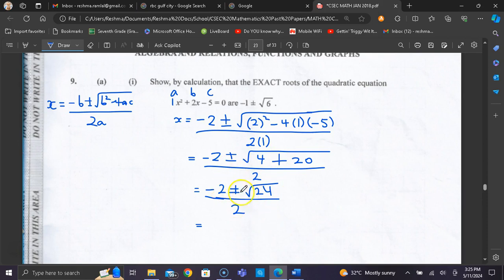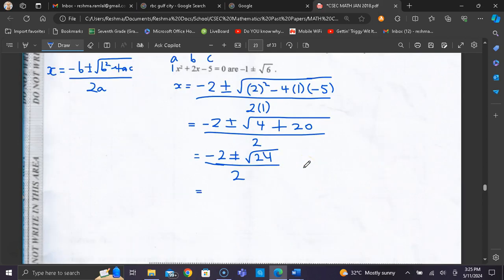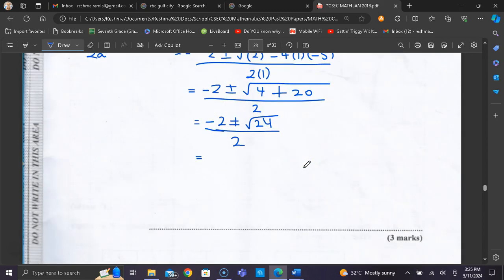Now we have to get it to look like this, -1 plus or minus the square root of 6. So this involves breaking up this square root, right? So this is a topic called surds that comes in add math, CSEC add math, all right? So it's very strange that CSEC brought this in a math paper. So let me show you how we're going to break up this square root of 24. So I'll do this on the side here.